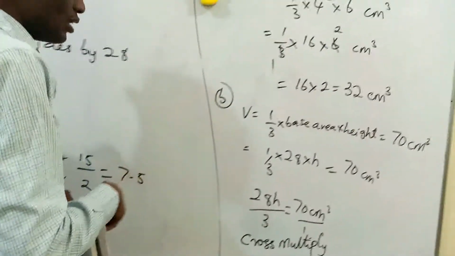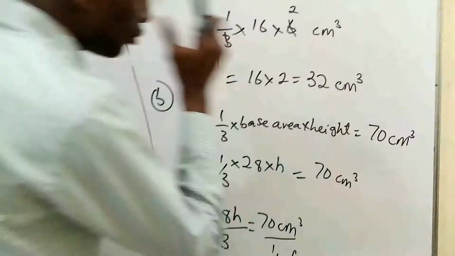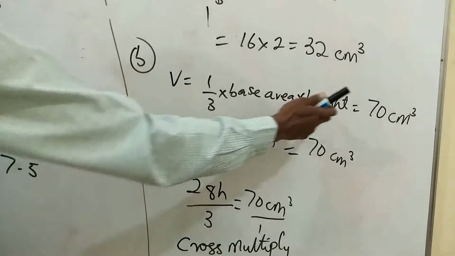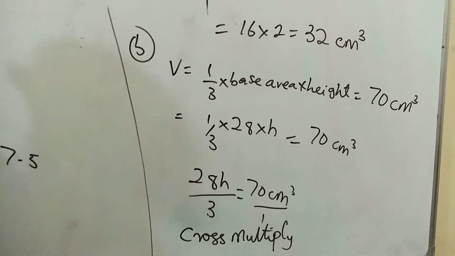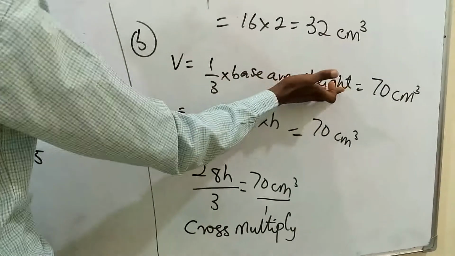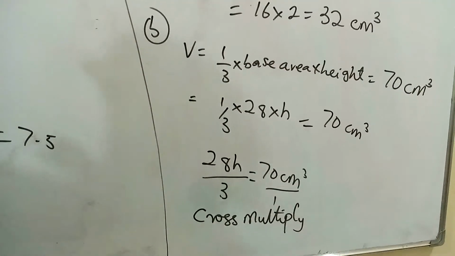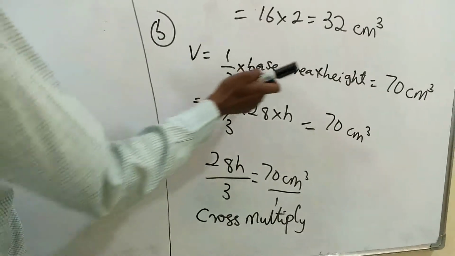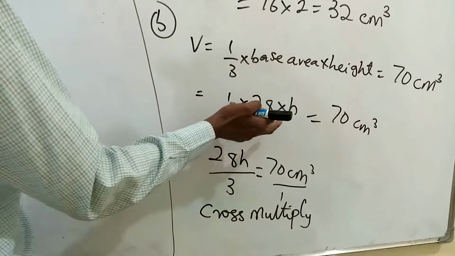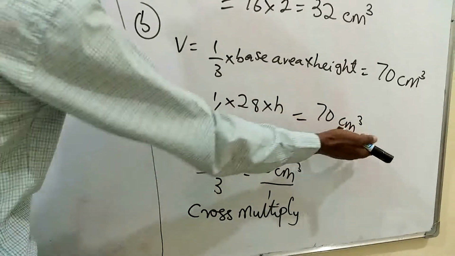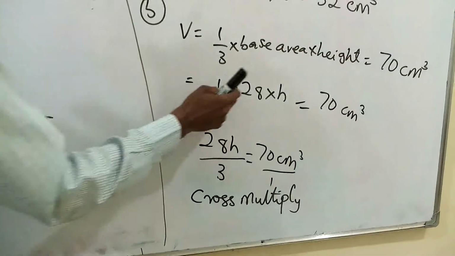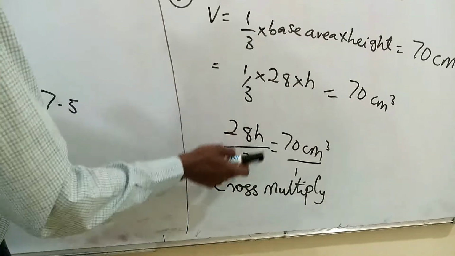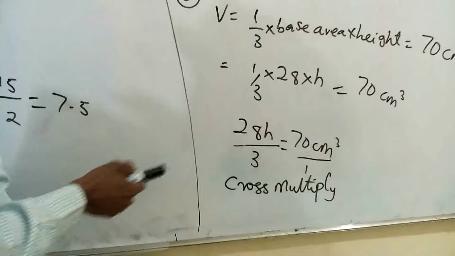Let's just brush through it. We are given a volume of 70 cm cube, a base area of 28 cm square, and we have to find the height. Since we know the formula already, 1 over 3 times base area times height, we make substitution. This will now equal our 70 cm cube. So 1 over 3 times our base area of 28 cm square times height equals 70 cm cube. So 1 times 28 is 28 times our height is 28h all over 3 equals our 70 cm cube.